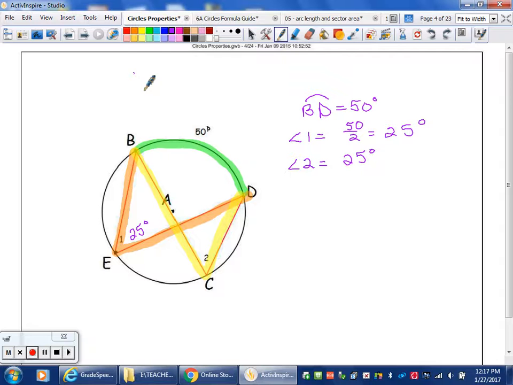If you look at this diagram here, I noticed that angle BED is 25 degrees, and it's an inscribed angle, so arc BD would be 50 degrees. To find angle 2, which is angle BCD, I notice it intersects the same arc of 50, so it has to be exactly the same as angle 1, which is 25 degrees.